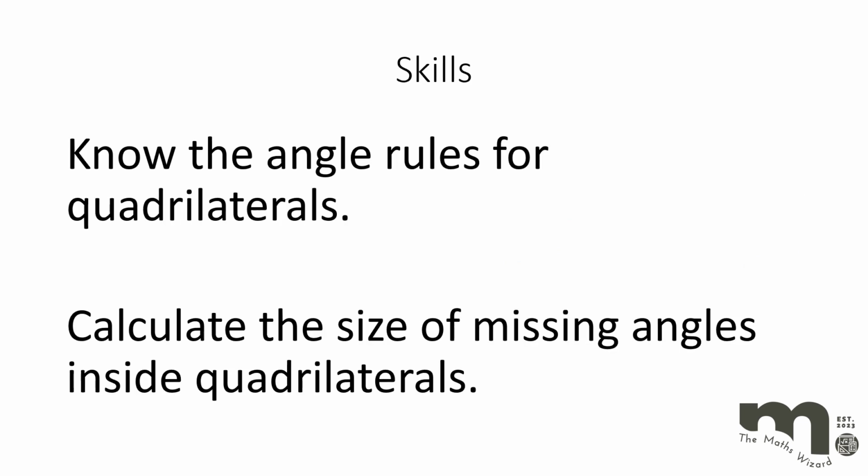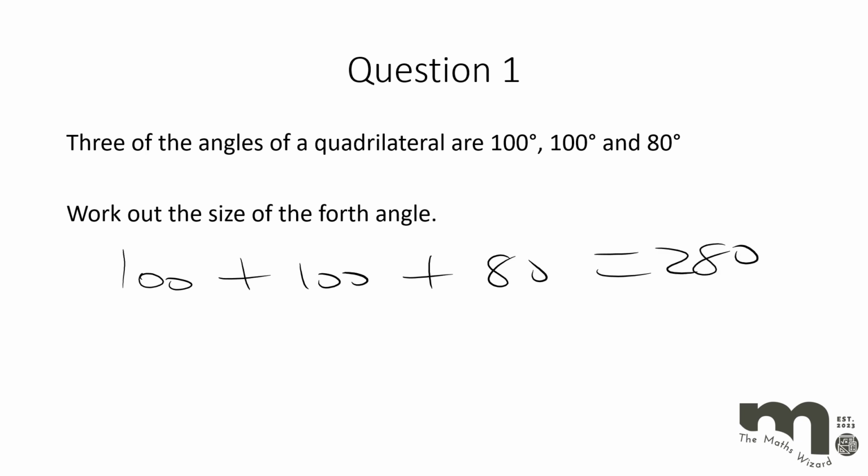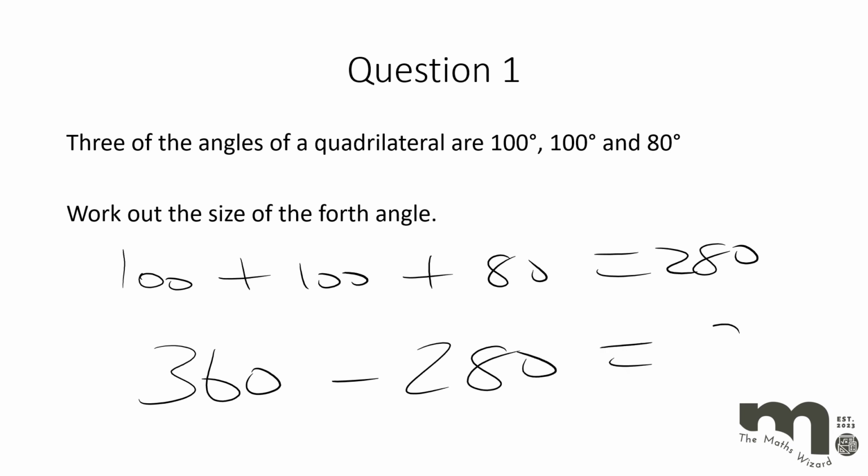Now we're going to move on to applying some of these rules and calculating some missing angles. The first question is this: three angles in a quadrilateral are 100, 100 and 80. I just want to know what the size of the fourth angle is going to be. If we add those up, we get 280. Then we take that away from 360, so we will get 80 degrees. The missing angle has got to be 80 degrees because we know specifically that it's a quadrilateral.